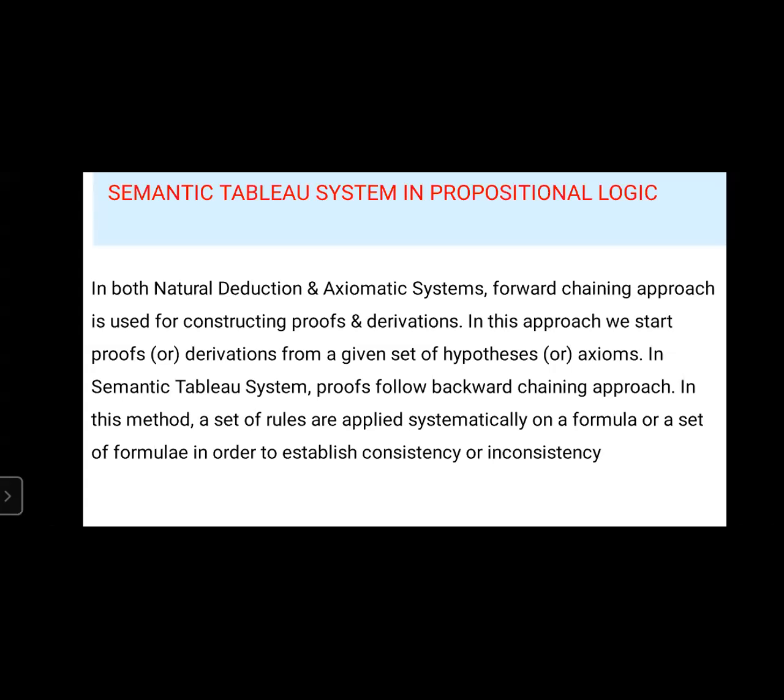So here in NDS and axiomatic systems, we use the forward chaining approach to construct the proofs and derivations. In this approach, we start proofs or derivations from a given set of hypotheses and axioms. From these, we start the proofs or derivations. In this semantic Tableau system, proofs follow the backward chaining approach. Backward chaining means last to first. That means from goal state you are going to go to start state. That is backward chaining.